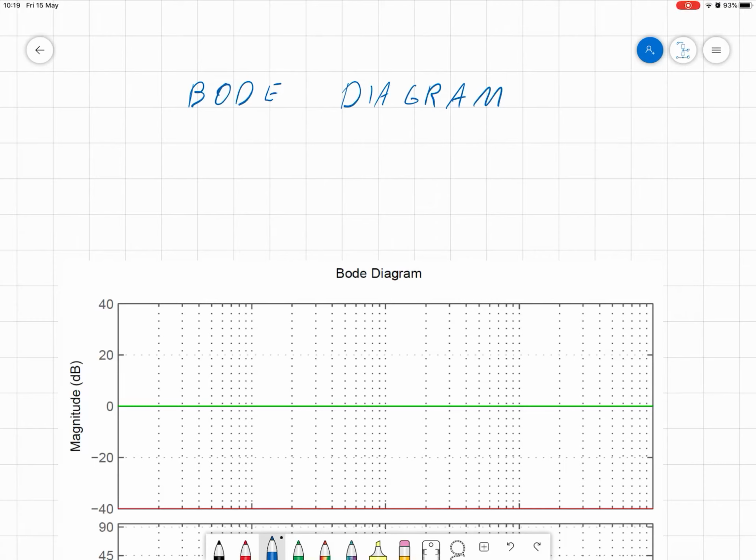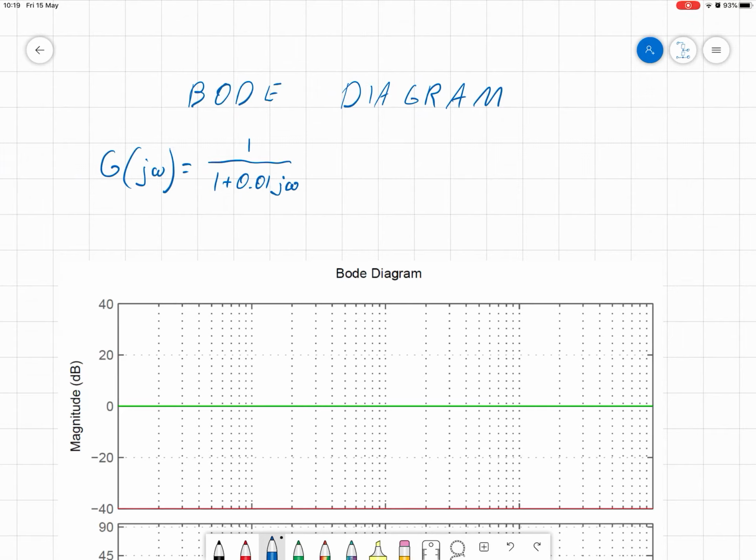Hello, I am Dr. Pods, and today I want to show you how to sketch a simple Bode diagram for a low-pass filter. Let's assume that out of the analysis of your circuit or your system you get a transfer function G(jω), which says 1 over 1 plus 0.01 jω.